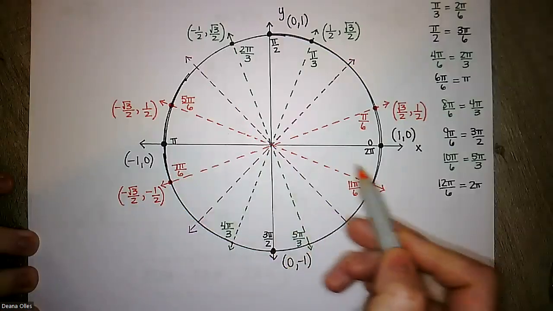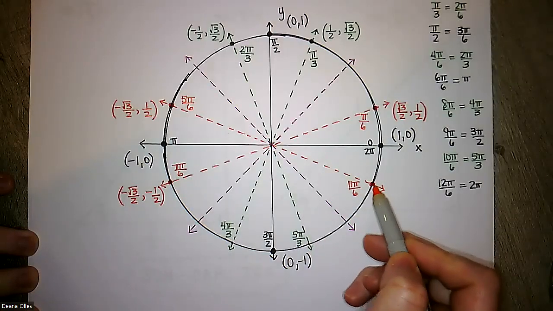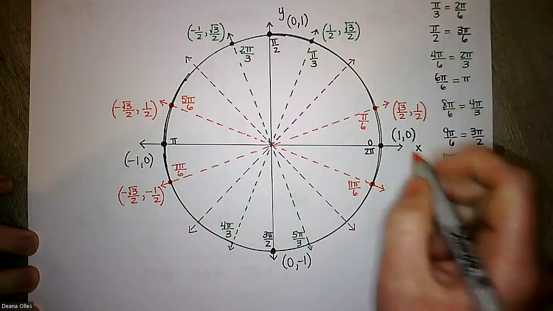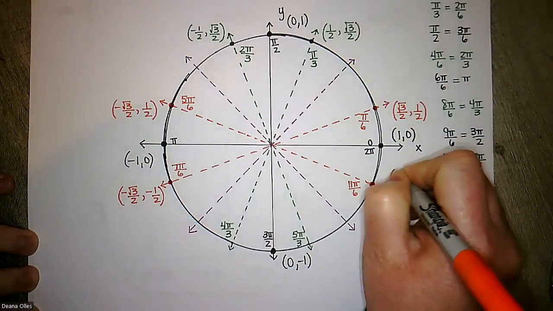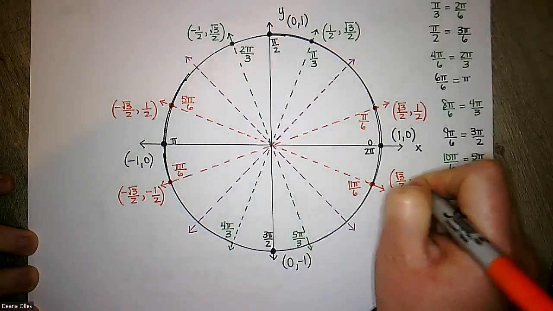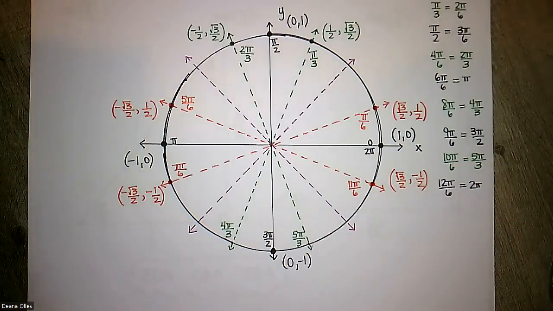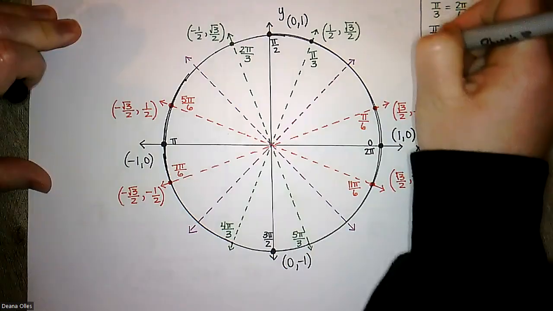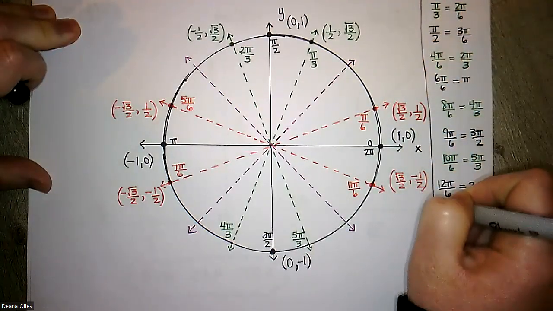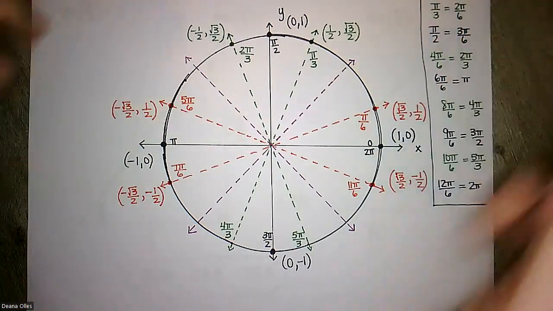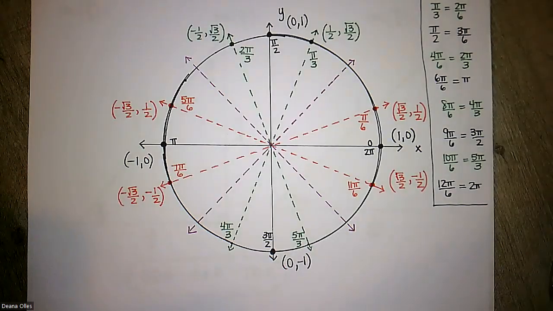I'm going to keep going with the pi over 6. Let's go this way. So we're going to flip it over. Now the x becomes positive again, but y is now negative. So we still have positive root 3 over 2, but now we have negative 1/2. Just going to do a little bit of cleanup here. All right, let's go back to the greens next.